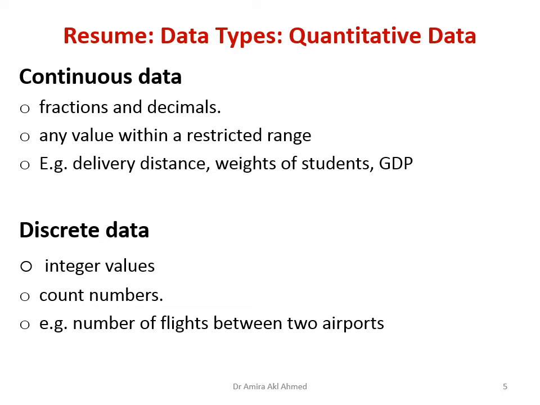Quantitative data also could be divided into continuous and discrete data. Continuous data may take the form of fractions and decimals. Examples of continuous data include distance and weights of students in your class. Discrete data, on the other hand, can only take integer values. Thus, discrete data could be defined as count numbers. The number of flights between Cairo and London is an example of discrete data.